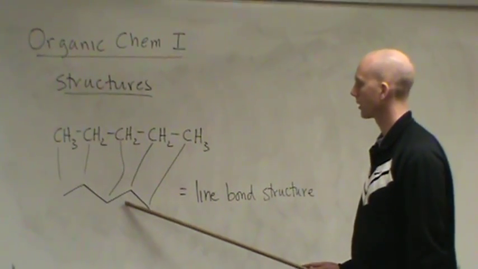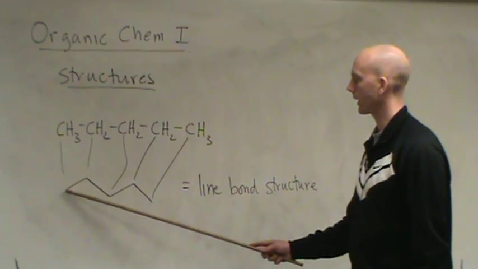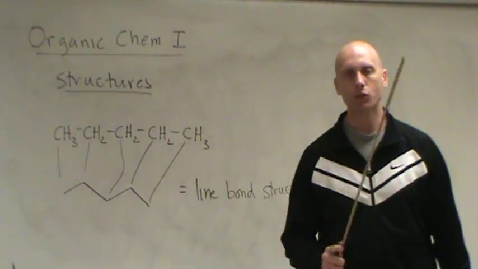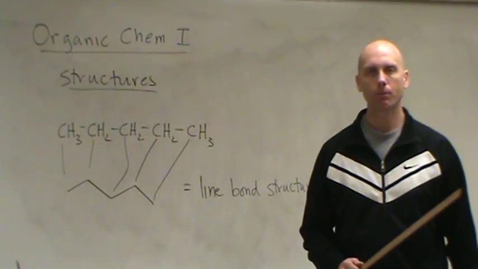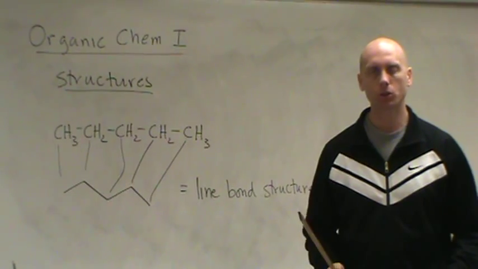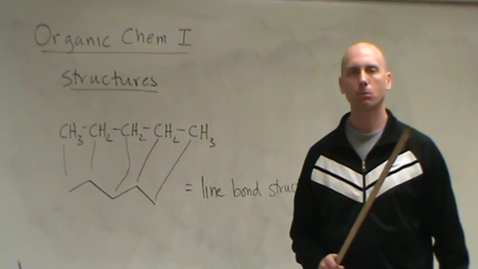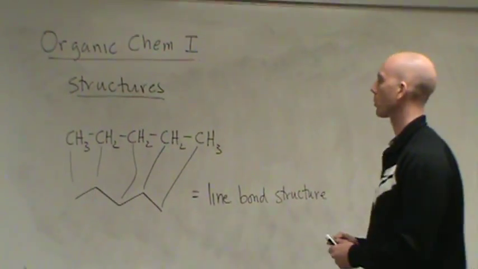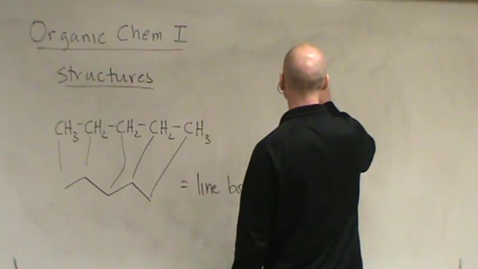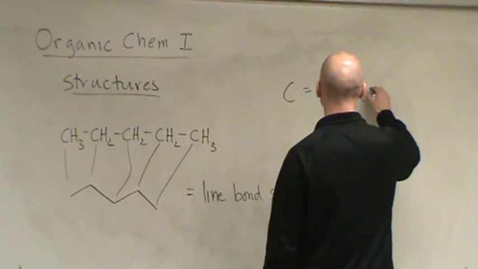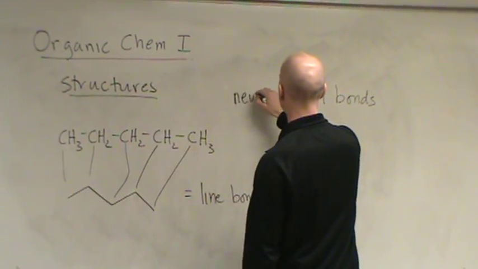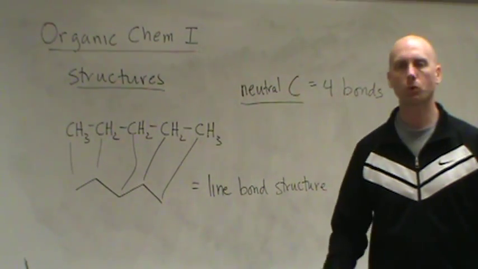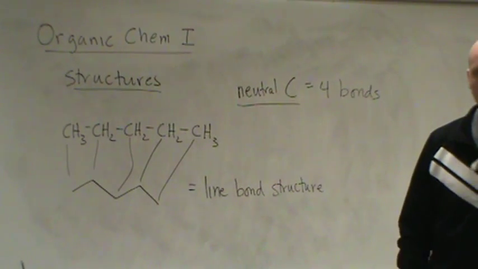Okay? You might say then, well, okay, I can see the 5 carbon atoms, but where are the hydrogens? The hydrogens are understood. Okay? In a sense, I don't really care about the hydrogens. I just kind of put them in my back pocket, but they're understood. You say, what do you mean? Well, remember this very important rule. Neutral carbon always has 4 bonds attached to it, okay?